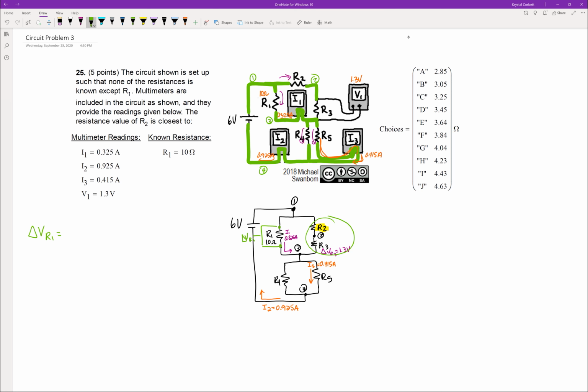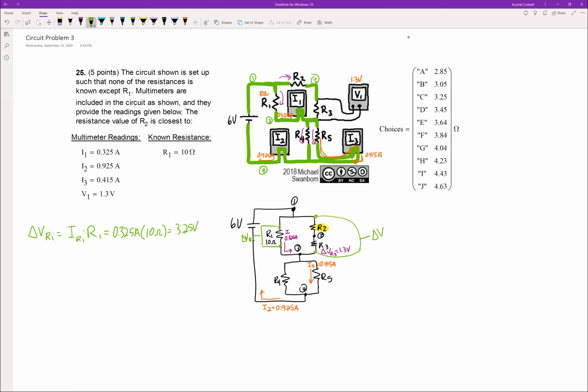If we're finding the voltage drop across R1, it's going to be the current related to R1 times the resistance value of R1. The current through R1 is 0.325 amps. The resistance value is 10 ohms. When you multiply that out, you get 3.25 volts. If we have the voltage drop across R1, we can know the voltage drop across R2 and R3.